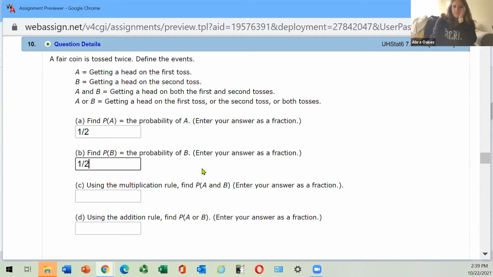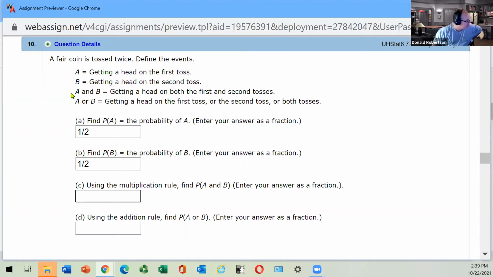Agreed? Yes. Now, the multiplication rule says if you want to get A and B, as long as A and B are independent, you can just multiply them together. So whatever happens with the first coin had no effect on the second. That's why we're allowed to do this. You take a half, multiply it by another half, and the answer you'd get would be a quarter.